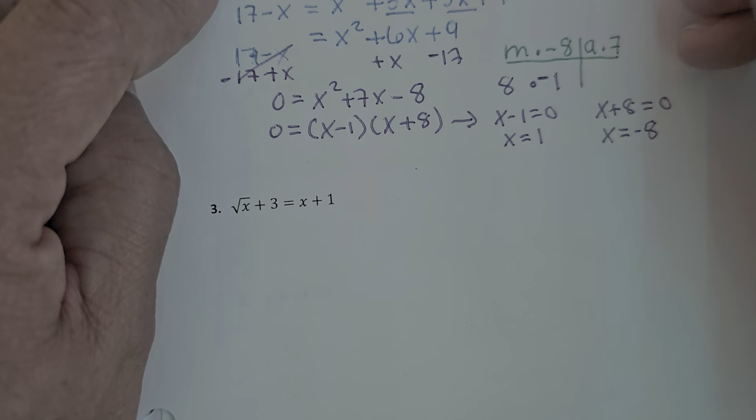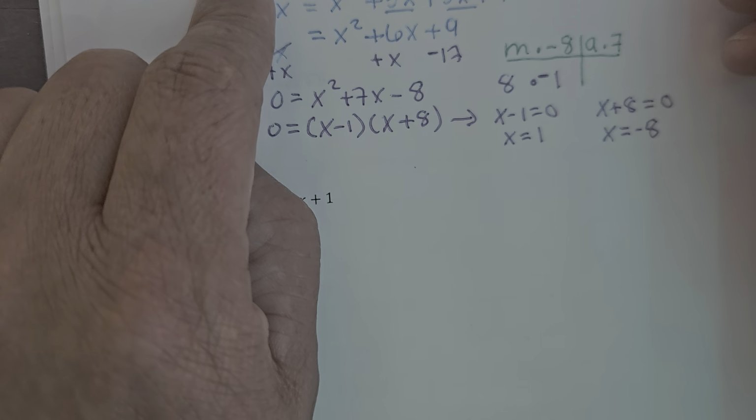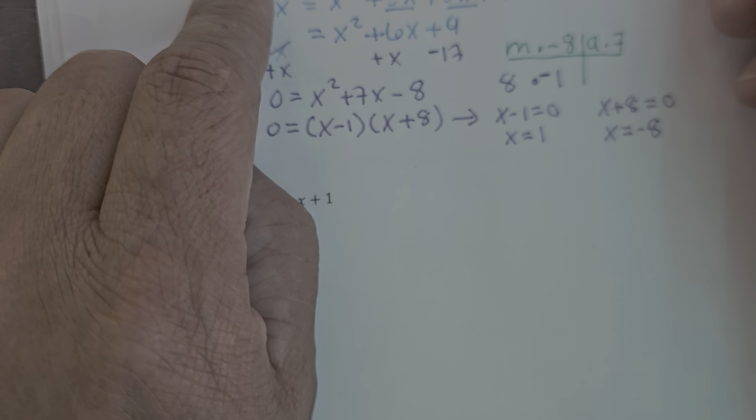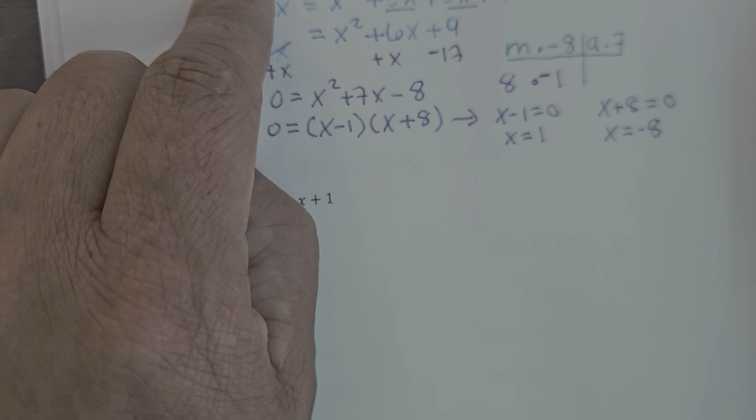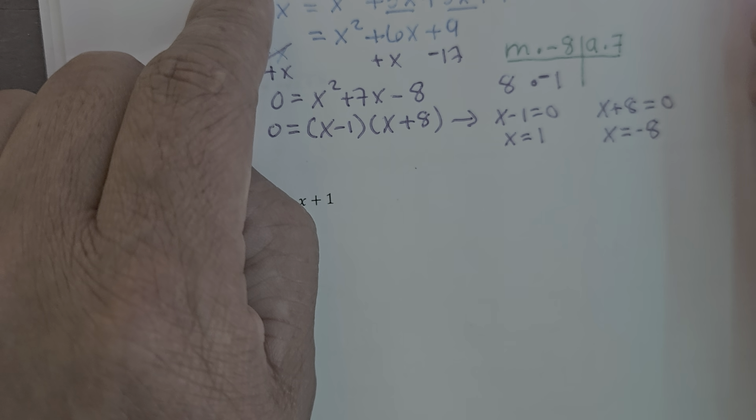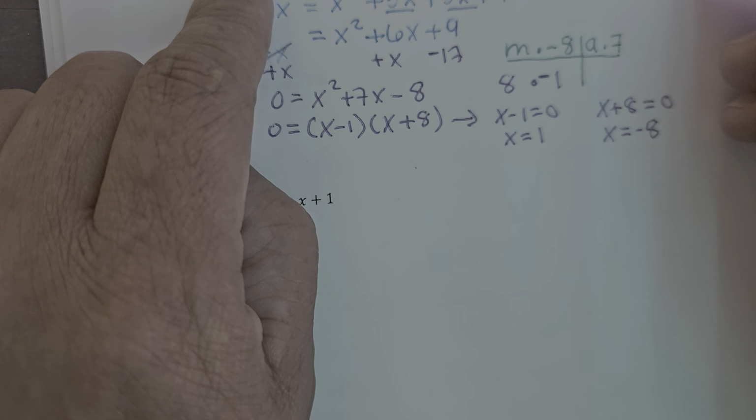So check when x is 1. So go to this equation, wherever you see an x, replace that x with a 1. So I have the square root of 17 minus 1, minus 3 outside. Is this equal to, question mark, we said what, 1, right? Okay, so this is 17 minus 1. That's the square root of 16.